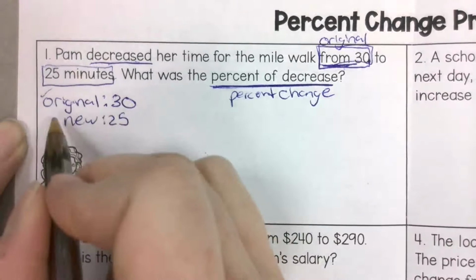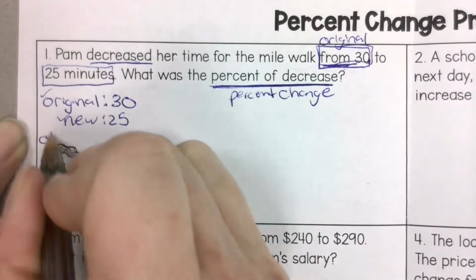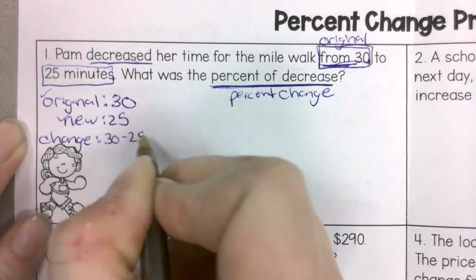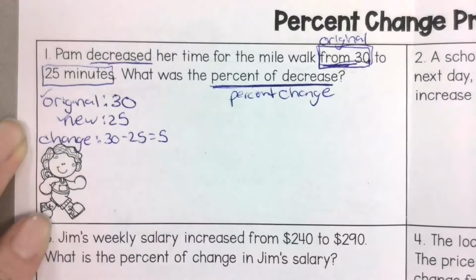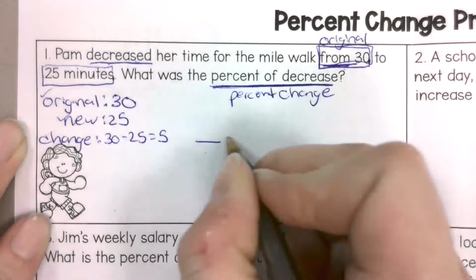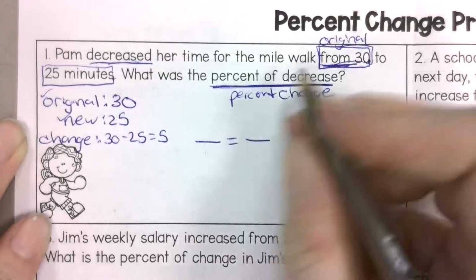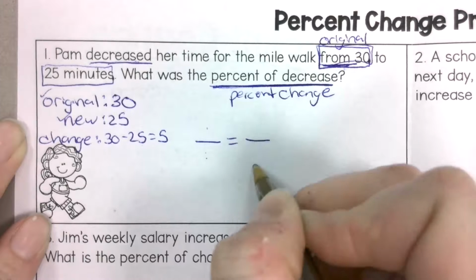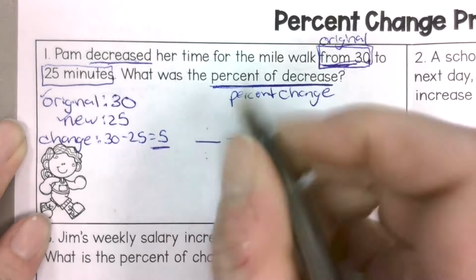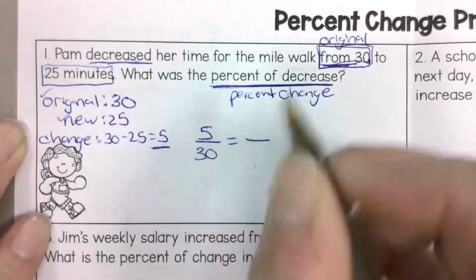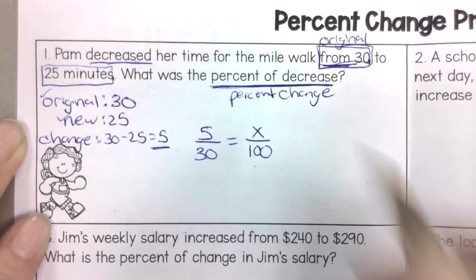So we know our original, we know our new, we need our change. 30 minus 25 equals 5. Now we can substitute into our proportion and our equation. So remember, proportion is change over original equals percent over 100. So our change is 5. It becomes our part. Our original is our whole, equals x over 100.